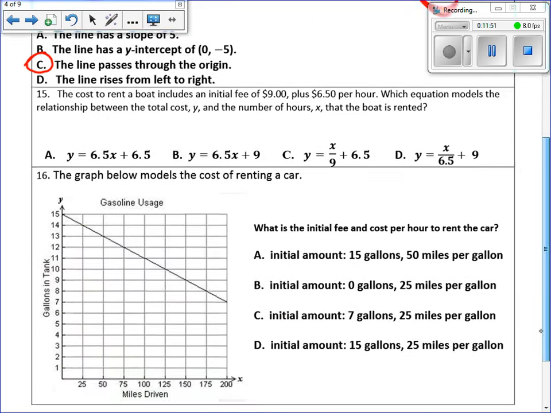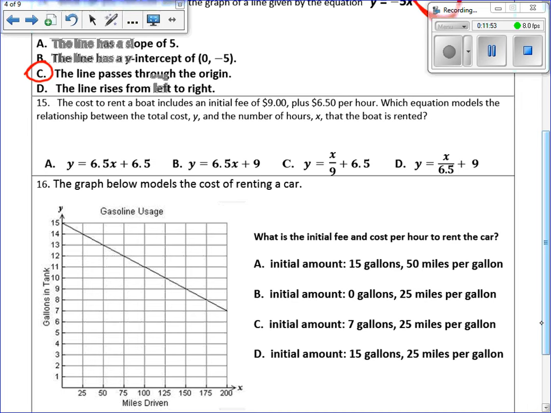Number 15, the cost to rent a boat includes an initial fee of $9 plus $6.50 per hour. So that's the part that has the variable, per hour. So it has to be 9 plus 6.50x, choice B.